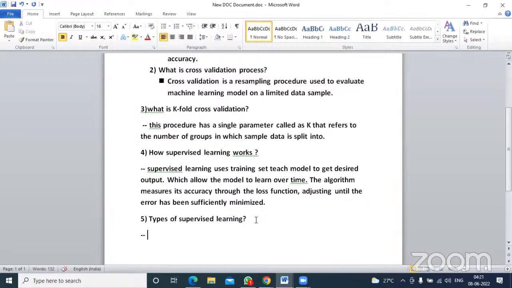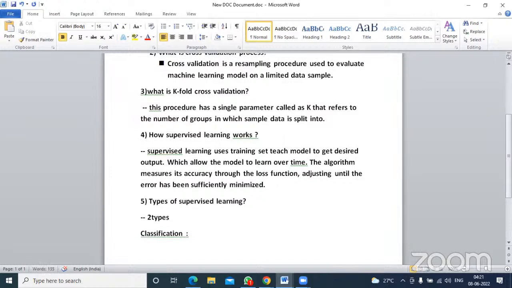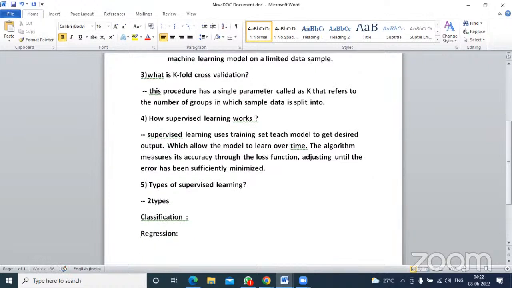So there are two types. First is classification and second is regression. Okay, don't get confused between KNN and what the algorithms are and what the types of supervised learning are.